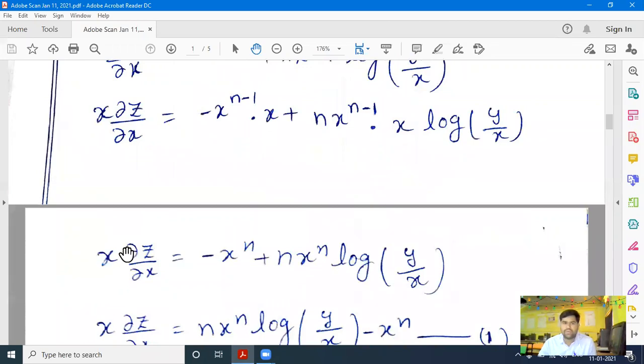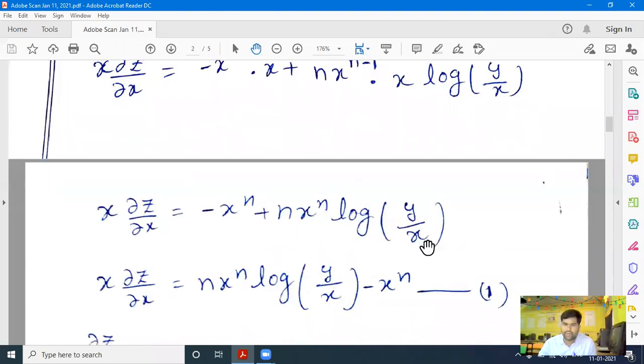So x into ∂z/∂x is equal to minus x to the power of n minus 1 plus 1. So this one's plus 1. So n minus 1 plus 1, minus 1 plus 1 will get cancelled. So that is minus x to the power of n. Here, x to the power of n minus 1 plus 1, this one's x to the power of 1. So bases equal, powers should be added, n minus 1 plus 1. Minus 1 plus 1 will get cancelled. So here n into x to the power of n log of y by x. Okay, n into x to the power of n log of y by x.